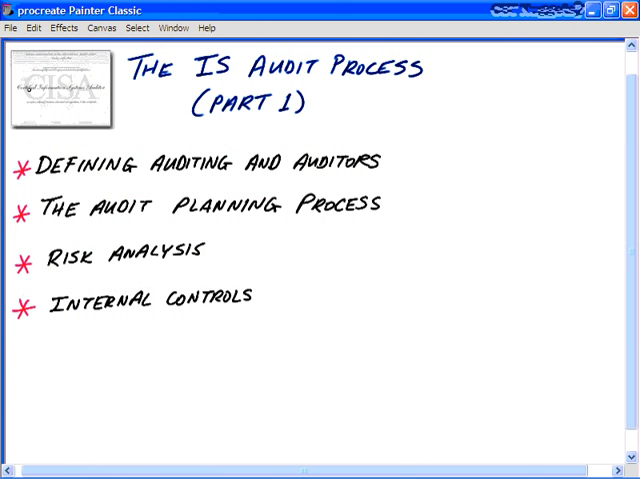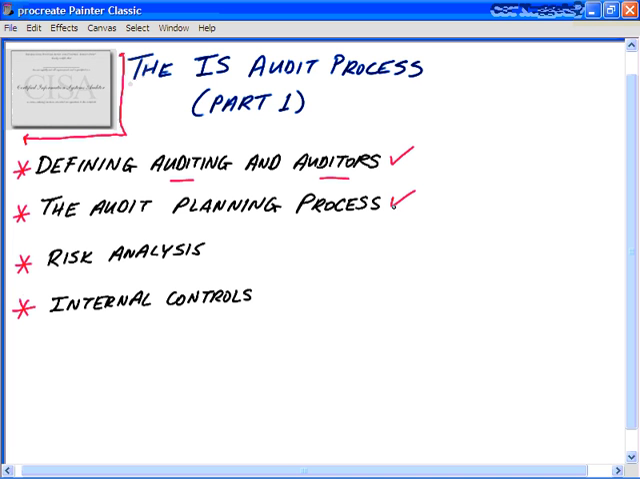Well, here it is over here on the upper left-hand corner, that Certified Information Systems Auditor Certificate. That's the goal, and we're just now starting on this journey to achieve that goal. In part 1 of the IS audit process, we're going to cover 4 key objectives. First of all, we need to define what auditing is. What is an audit and what is an auditor? What do they do? Then we'll look at the audit planning process. We'll break this down into 8 steps.